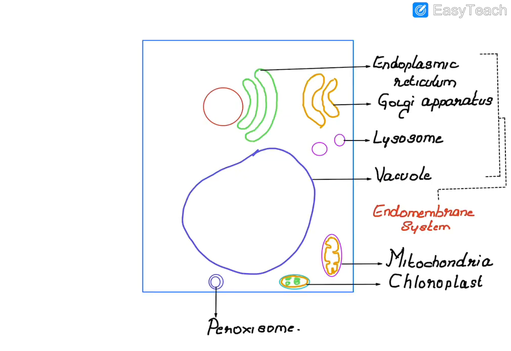So the other two membrane-bound cell organelles which are involved in the endomembrane system are the lysosome and the vacuole. Let us understand the lysosome, which is what is required for the board exam, and I'll also be taking some MCQs.